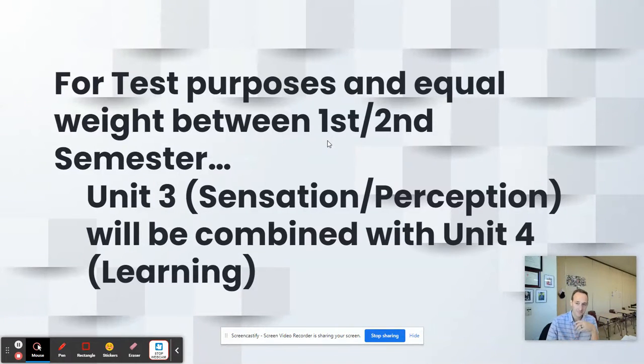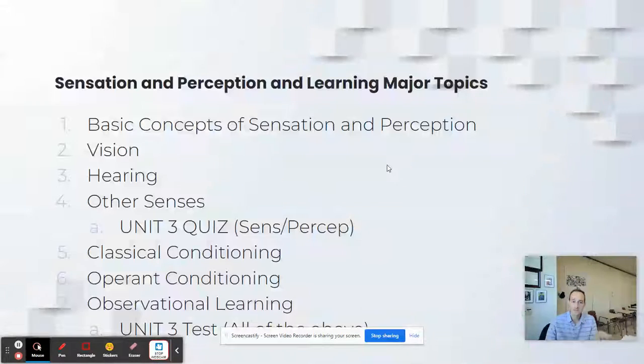What that also means for your purposes, we will just have a quiz on sensation and perception, just like we do with every single one of our units, where we get about halfway through and then we take a quiz and then we move on and then take a test.